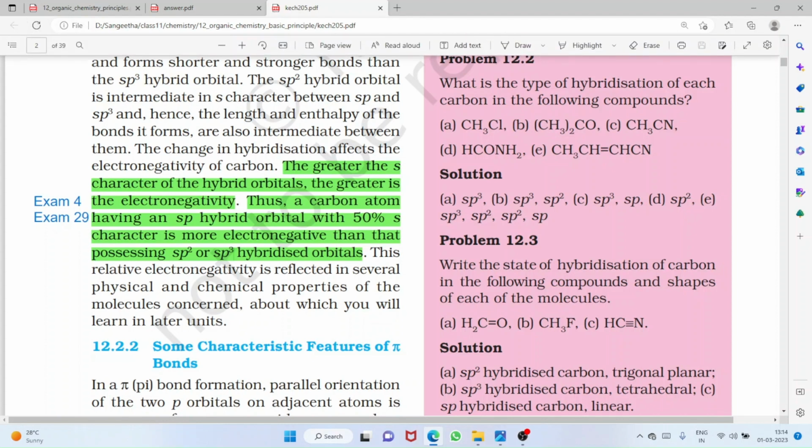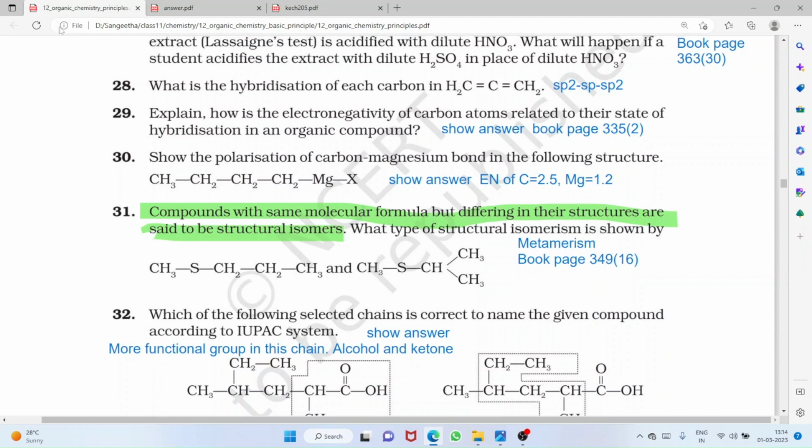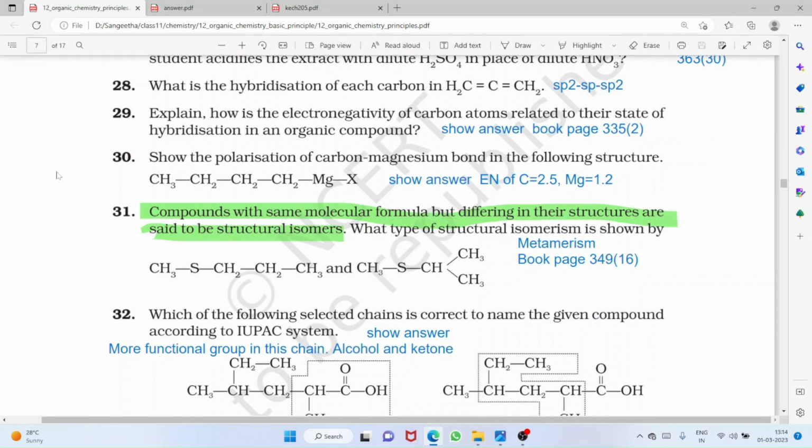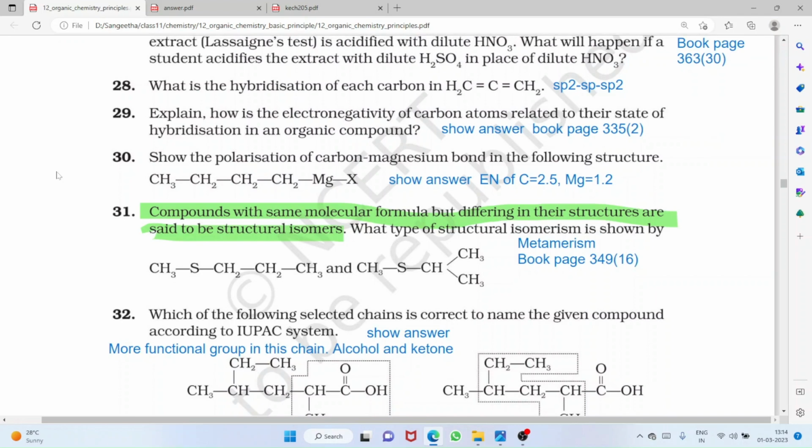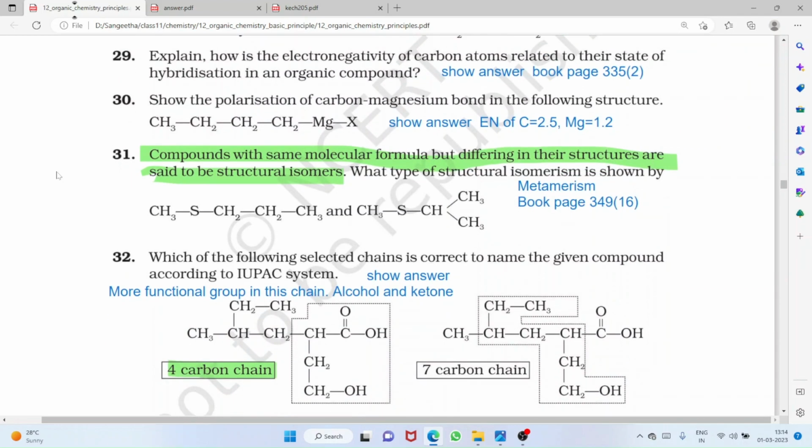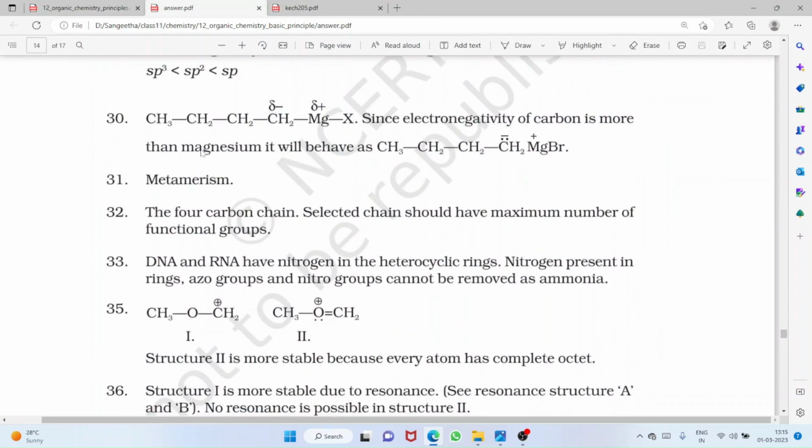Show the polarization of the carbon-magnesium bond in the following structure. See here, the carbon is more electronegative than the magnesium. So the magnesium will get a partial positive charge, and the carbon will get a partial negative charge. It will behave like this.